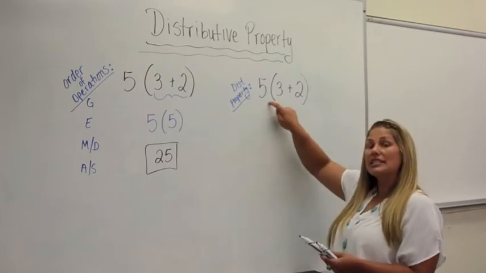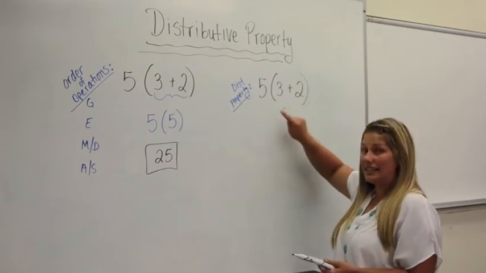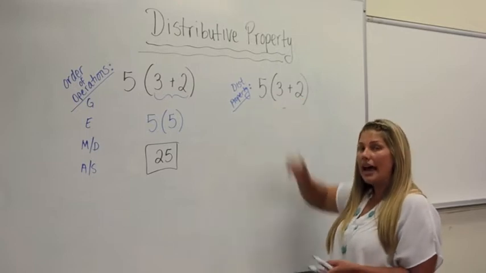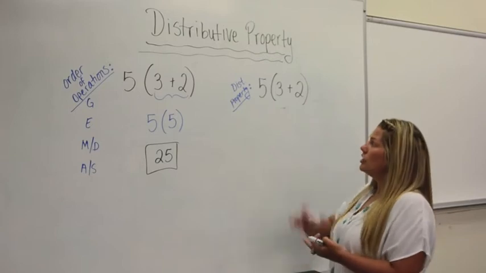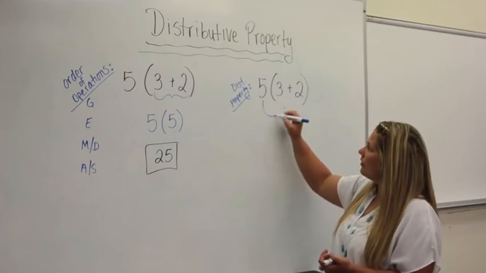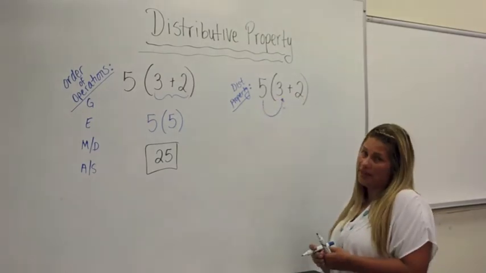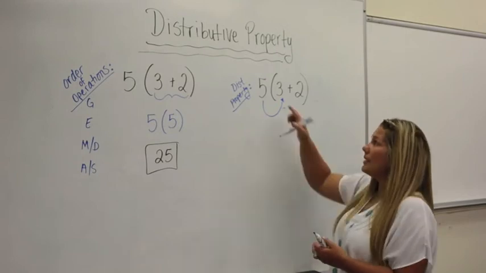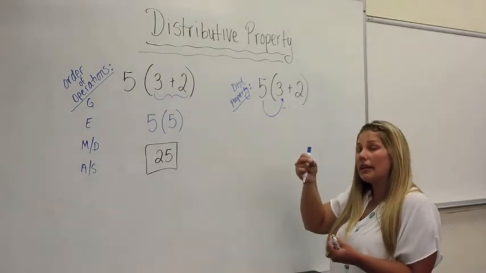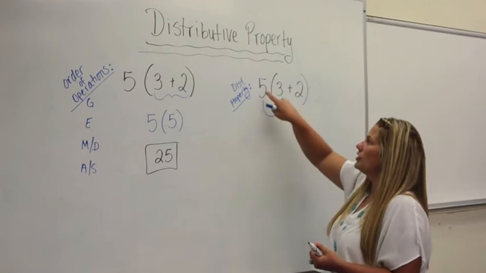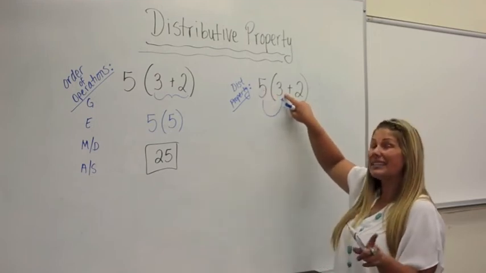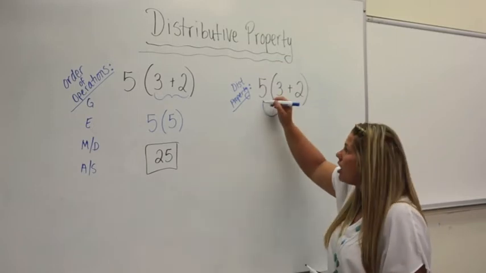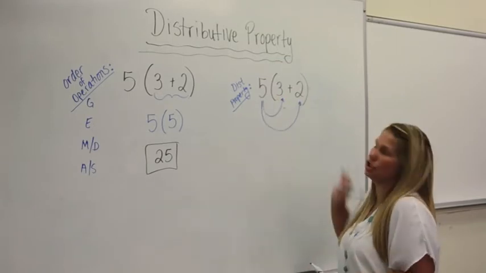When you have a number touching a whole parentheses, that number on the outside can distribute. It means give to everything. So we just have to give this 5 to everything inside the parentheses. And because it's touching, it's going to be multiplying. So we just have to multiply the 5 times the 3, but since it's in parentheses, we also have to multiply 5 times the 2.